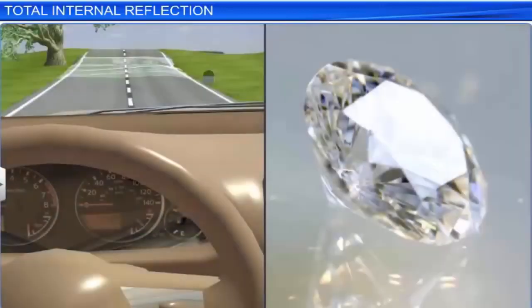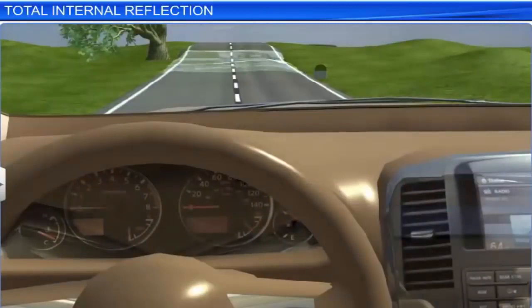Let us look at some examples and applications of total internal reflection. Formation of mirage and the sparkling of a diamond is due to total internal reflection. The illusion of the presence of water on a hot summer day at a distance is known as mirage. The images of the nearby objects give the impression that there is a pool of water, but this in reality is an optical illusion.